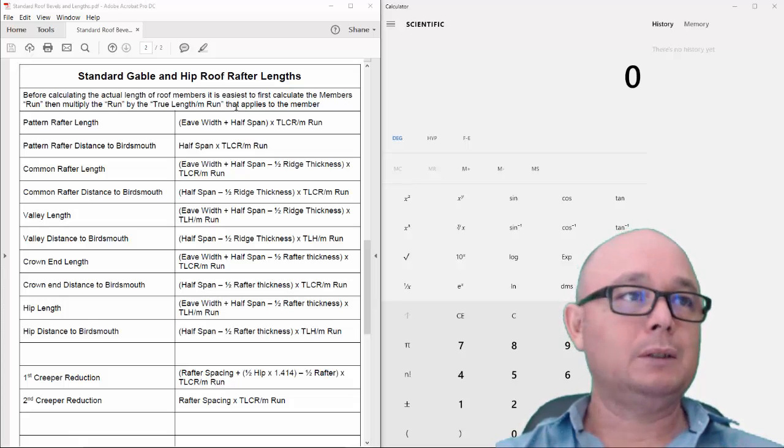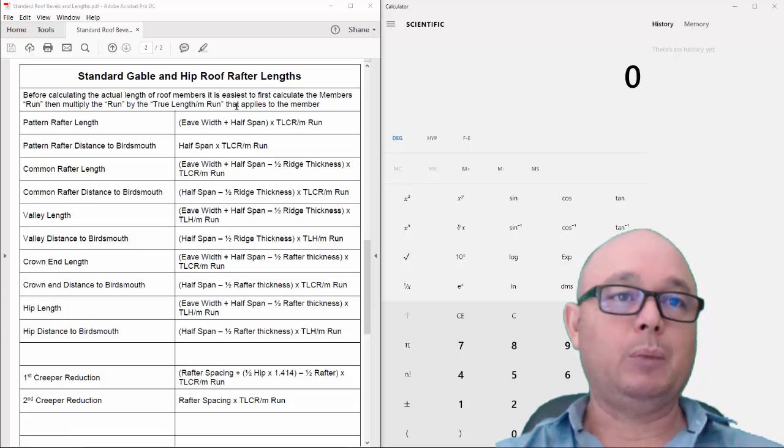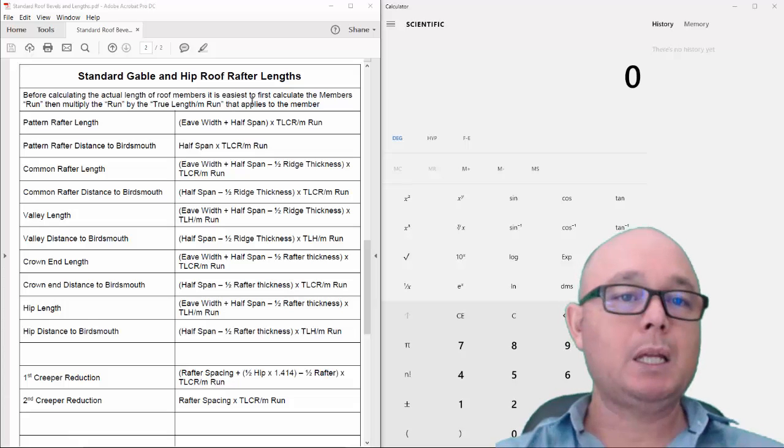The run for a hip or a valley is measured the same way. It's measured square off the frame. It's not measured along the plan length of the member. The run is measured the same way. So again, it's measured from the outside of the top plate to whatever that member runs into.